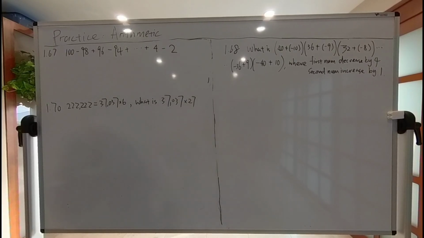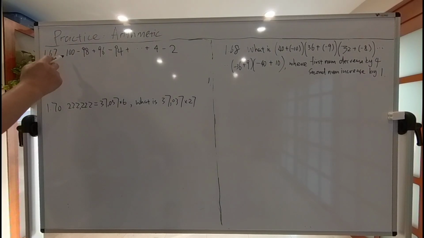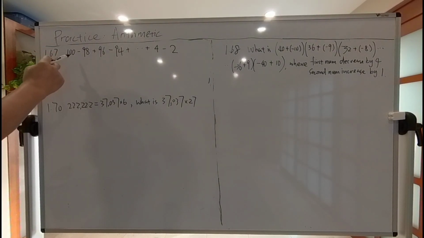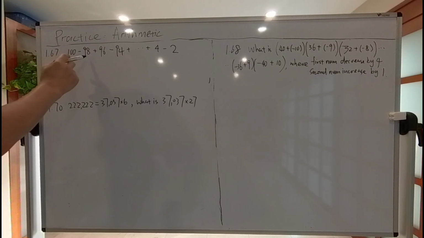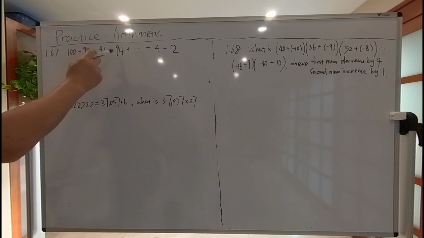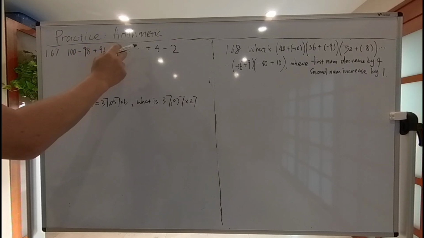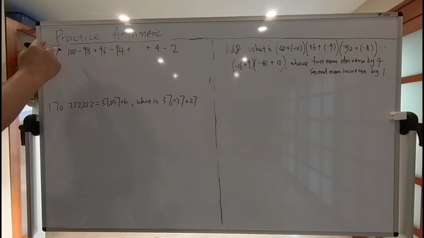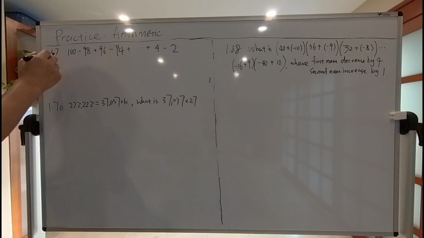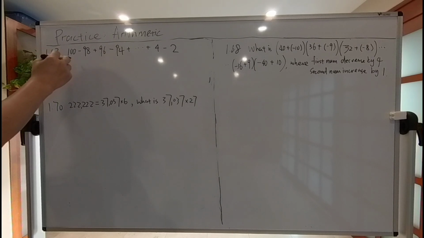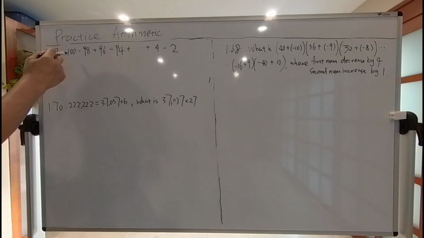Okay, so for the next question we see this expression. It's a mix of addition and subtraction. So we have 100 minus 98 plus 96 minus 94, plus and minus, keeping plus and minus for all the even numbers from 100 to 2. Now this time we're still going to find a pattern, because we're not really going to do the adding or subtracting one by one, right?